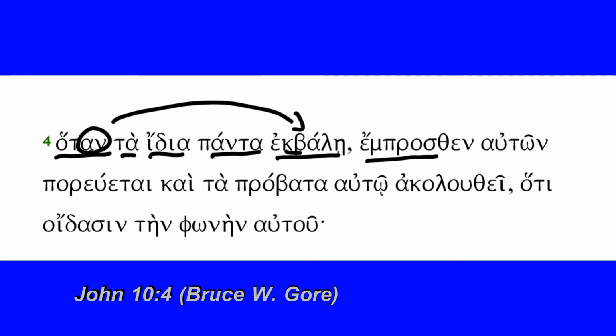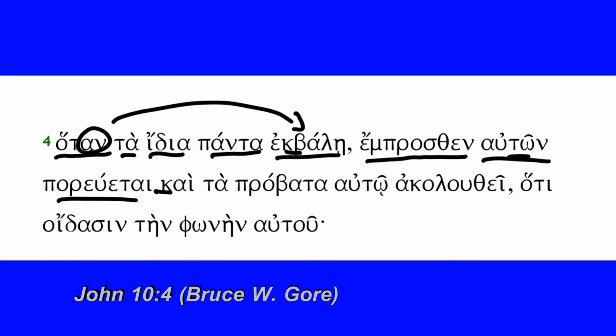Emprosthen. This is a preposition, takes the genitive, which we find here. It means before, so before them. Poreuetai, from poreuomai, I go. This is the third person singular, present middle indicative. So before them he goes.